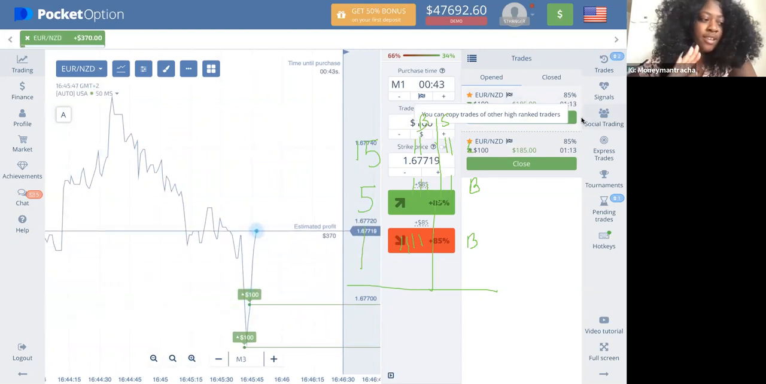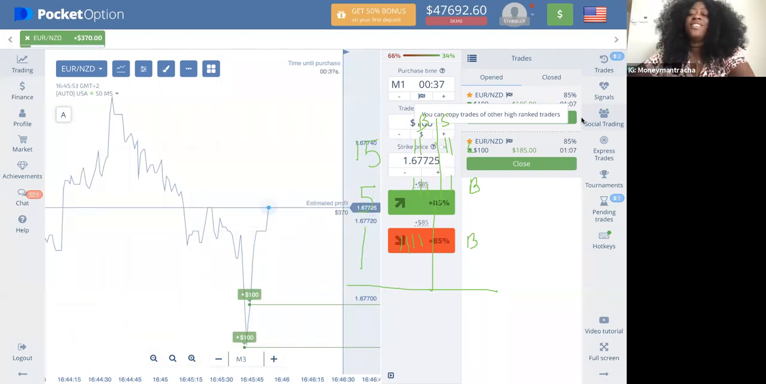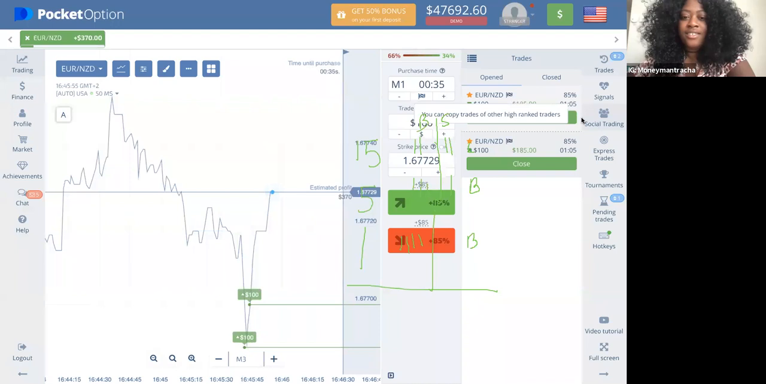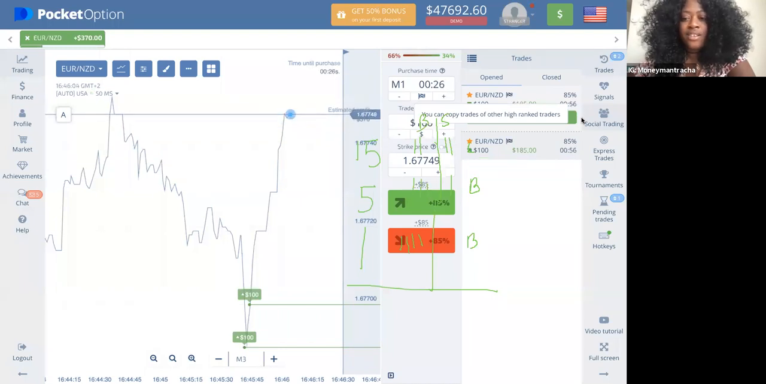If y'all got in, please tell me you got in and what your entry point is. Please, please. Because everybody should be in extremely deep profits right now, right?